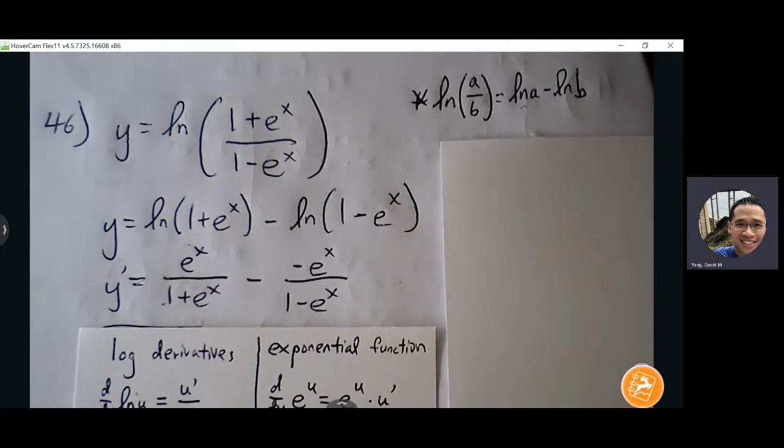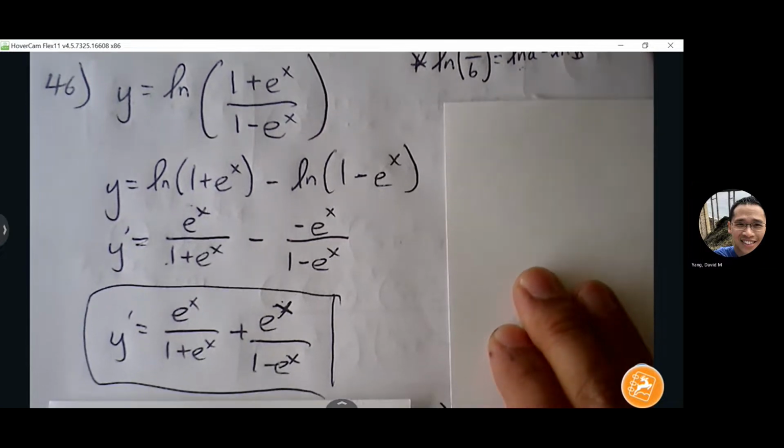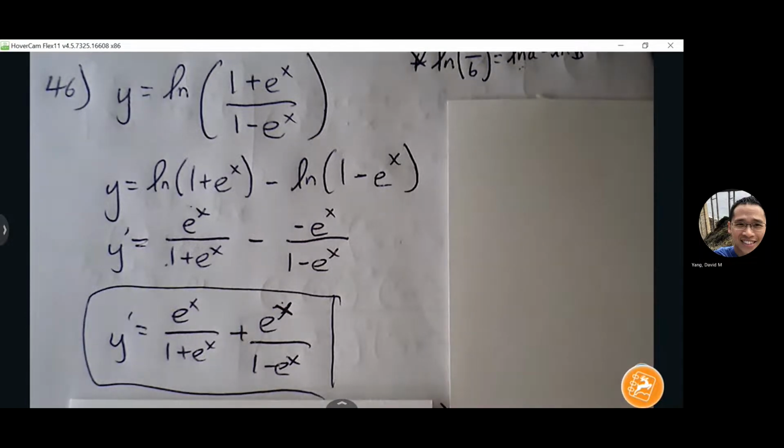U prime over u for both expressions. And that's fine. No need to find a common denominator. Okay, next page. Let's try 47 through 49. Right, and then we'll look at today's topic. So look at 47. Next page.